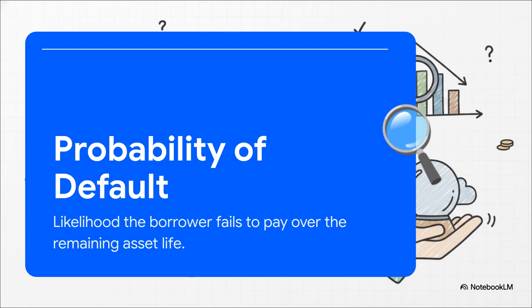Component 1 is PD, or probability of default. In plain English, this is just the statistical likelihood that your borrower is going to fail to pay over the remaining life of the asset. We estimate this using things like internal risk ratings, credit scores, historical default rates, and of course, macroeconomic adjustments.